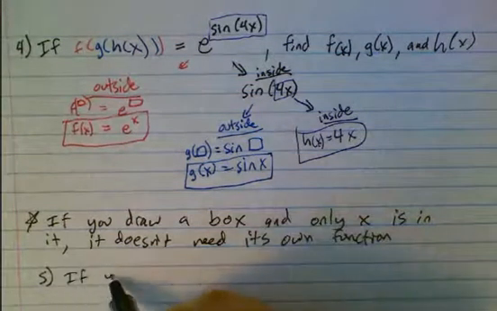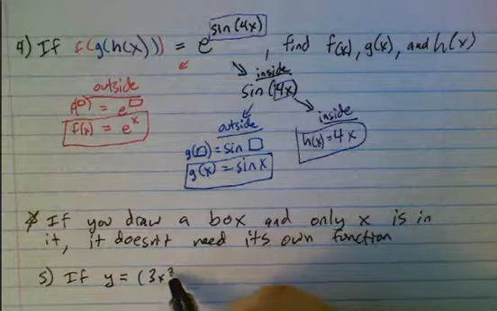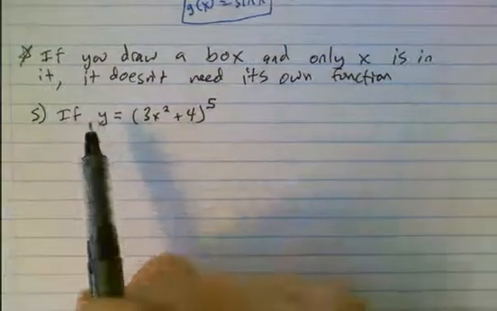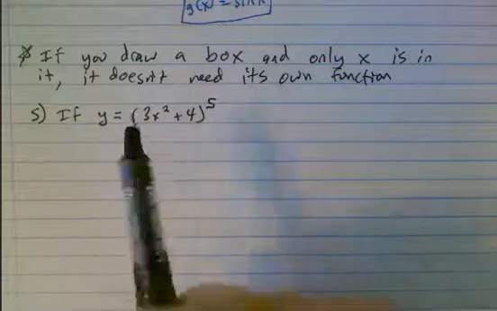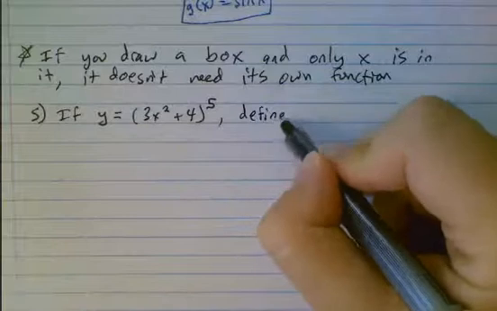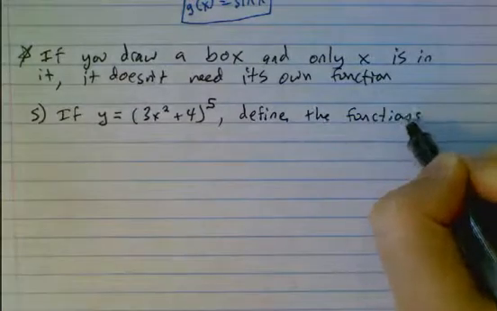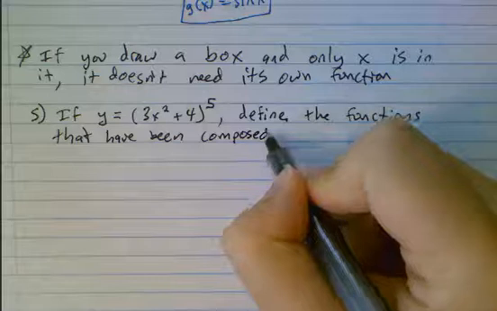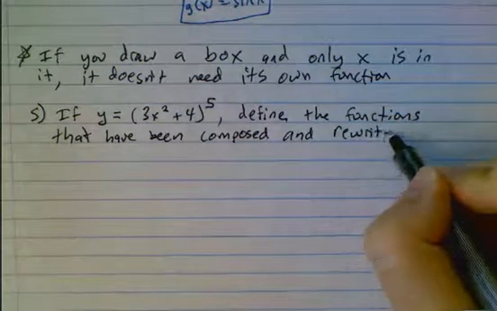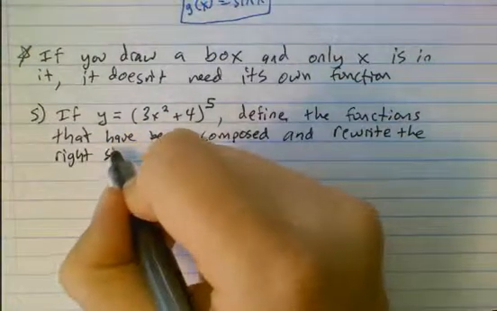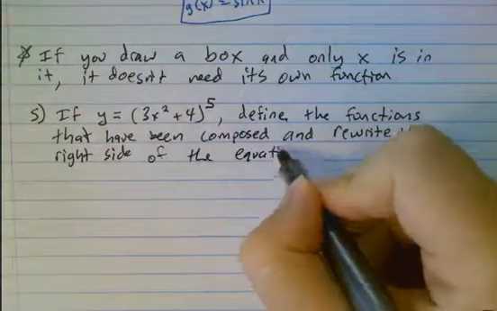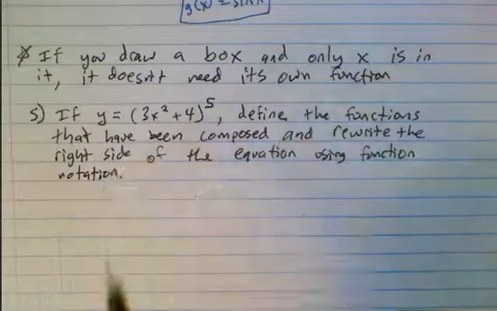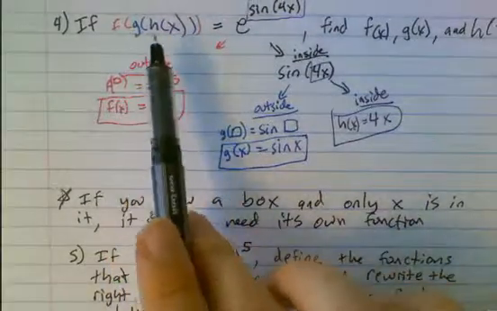So for example, let's say y equals 3x squared plus 4 all to the 5th power. And I'm not telling you about the f of x's and the g of x's here, because I don't want it to be clear yet how many functions are composed. So the directions are going to be to define the functions that have been composed. That's what we've been doing before. And also to rewrite the right side of the equation using function notation. So basically you take something like this and you make it look something like that, the f of g of blah blah blah.